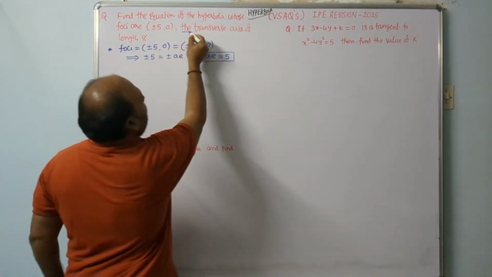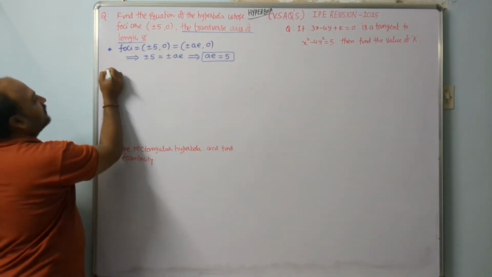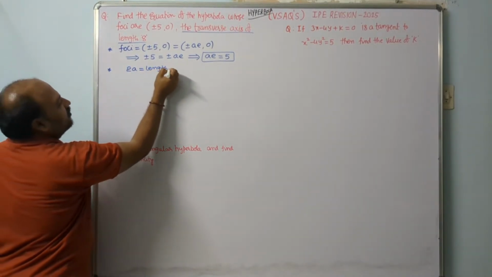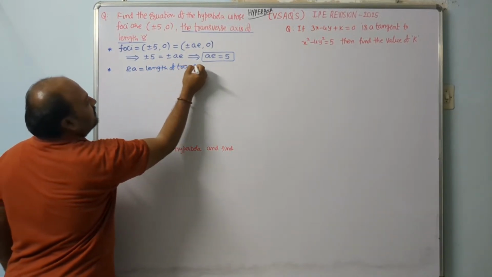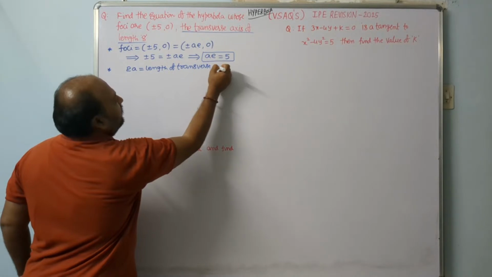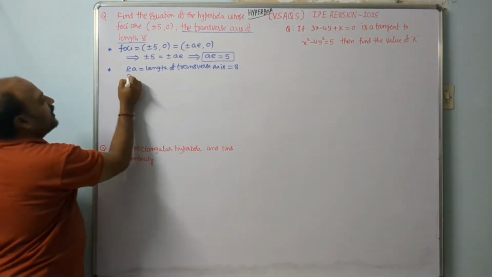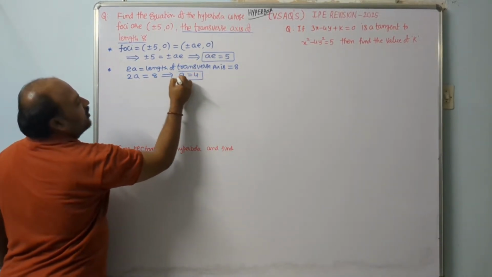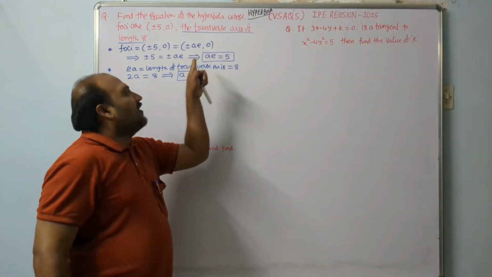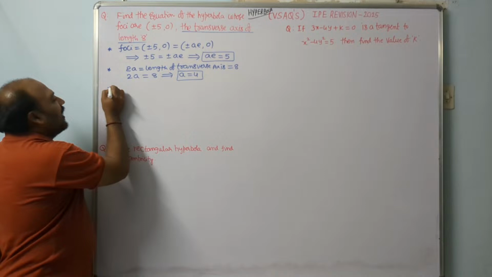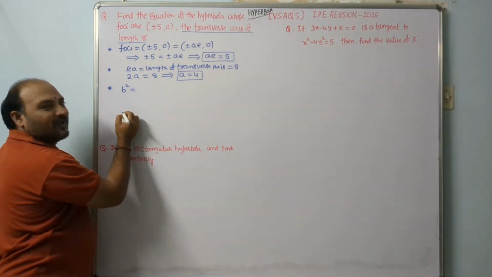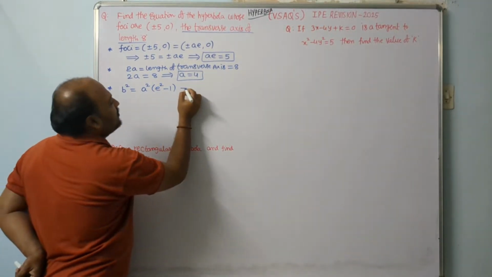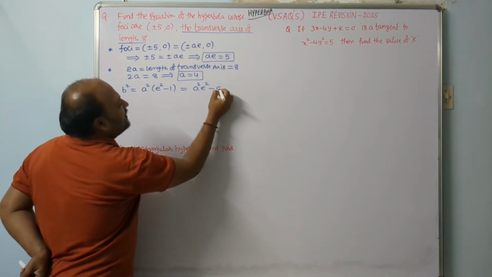Next, the transverse axis is of length 8. So, length of transverse axis equal to 8, so 2a equal to 8. That implies a is equal to 4. Whenever you know the a value and ae value, we can find the value of b square. b square equal to a square into e square minus 1, dear students. That can also be written as a square e square minus a square.